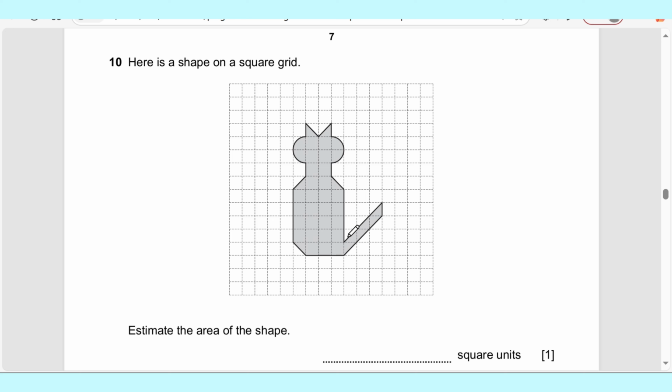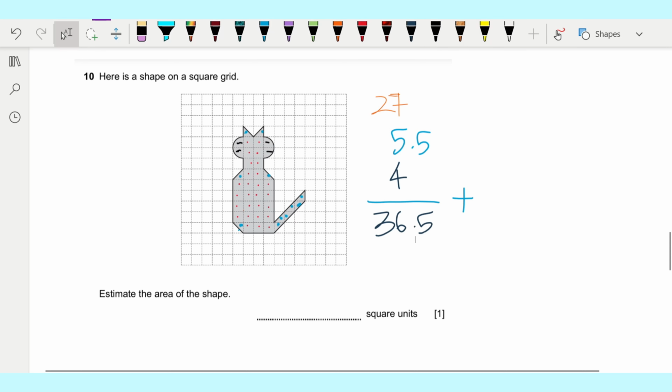Okay, let's check out the answer, guys. So guys, the answer for this is 36.5. The answer for this question may vary from one participant to another. So this is an example of how you get the answer.